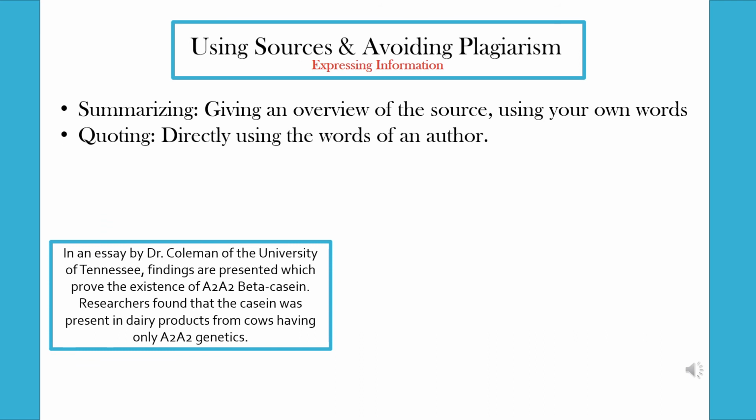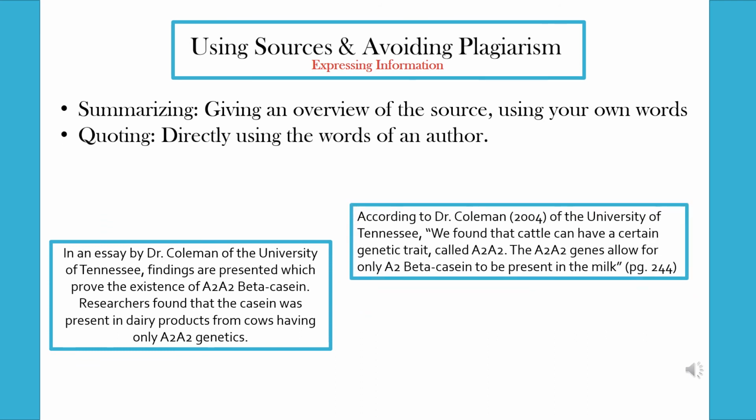You can also quote. Now this is directly using the words of the author. According to Dr. Coleman of the University of Tennessee, "we found that cattle can have a certain genetic trait called A2A2. The A2A2 genes allow for only A2 beta casein to be present in the milk." You then put an in-text citation right after the quote, and that's extremely important to avoid plagiarism.